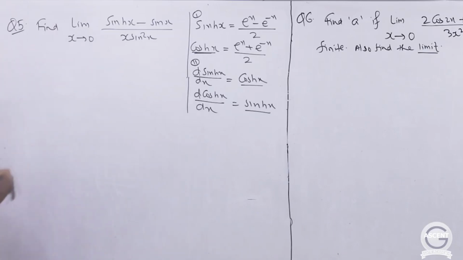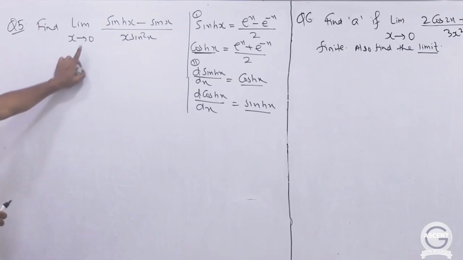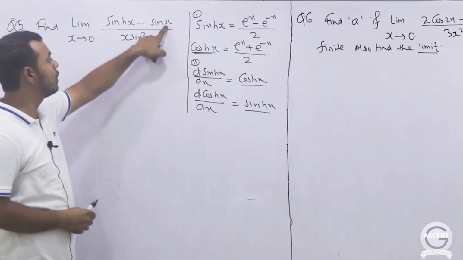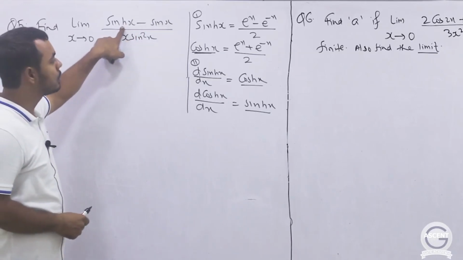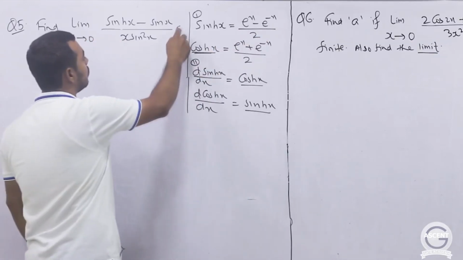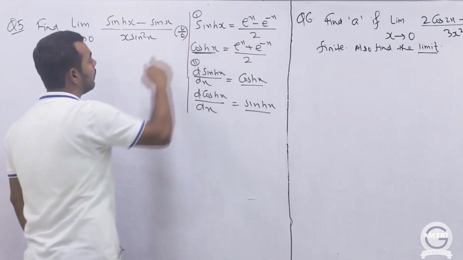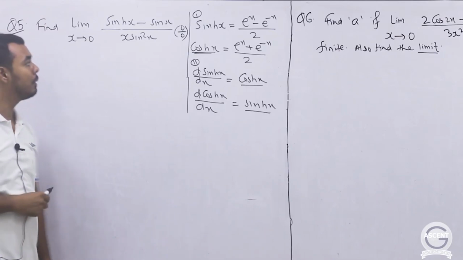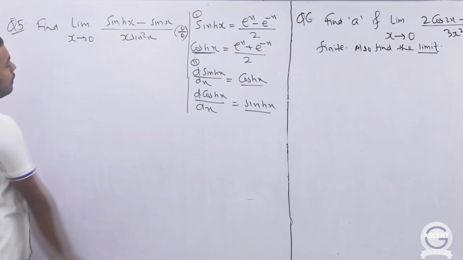Now if you see this problem carefully, we are getting a 0 by 0 indeterminate form. If you place x equals 0, you will get 0 in the denominator, sine 0 is 0, hyperbolic sine 0 is also 0, okay. So this is a 0 by 0 indeterminate form. Now in 0 by 0 indeterminate form we can apply L'Hopital's rule, but here we are going to learn one important concept.